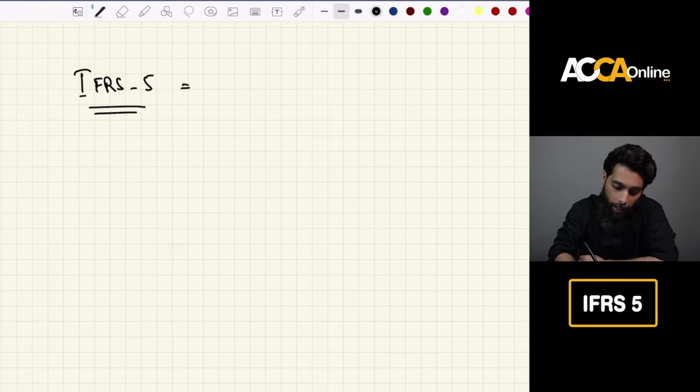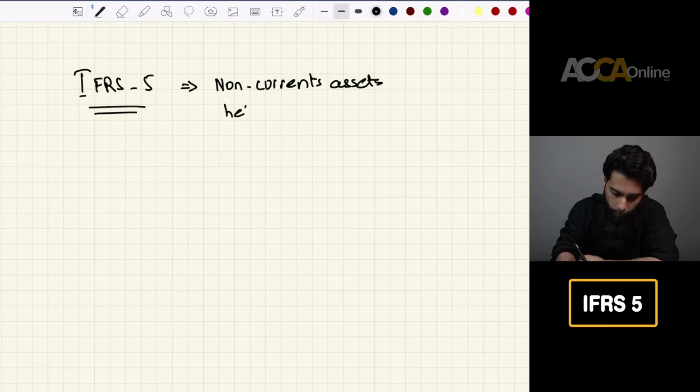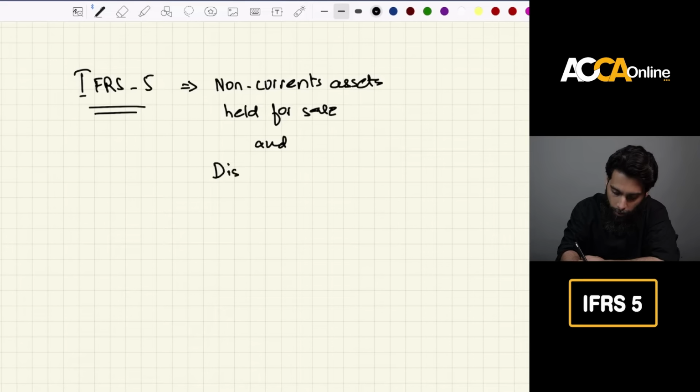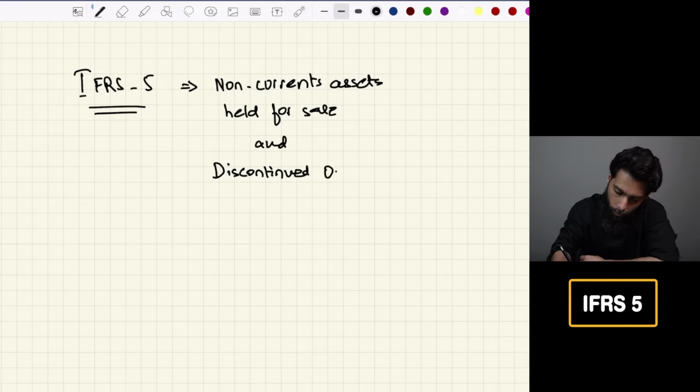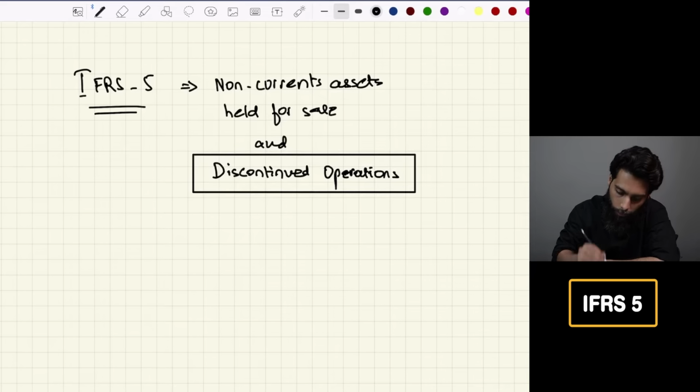Now, IFRS 5, you must have studied that IFRS 5 has two aspects. One is non-current assets being held for sale. And there is another aspect to IFRS 5, which is discontinued operations. Now, this particular article that I'm referring to particularly talks about discontinued operations.